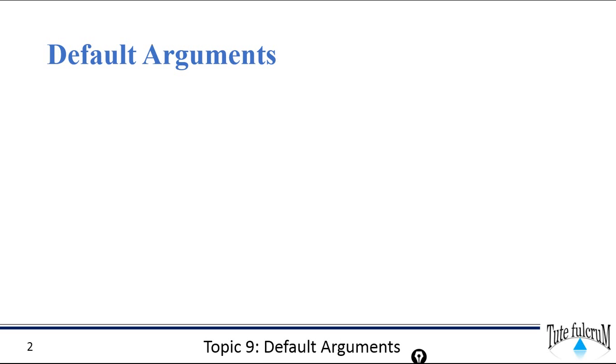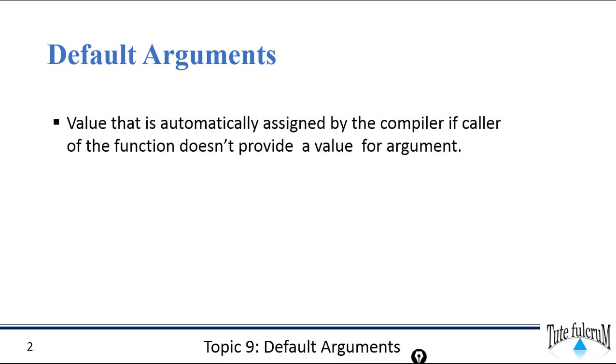So what is a default argument? A default argument is a value that is provided in the function declaration that is automatically assigned by the compiler if the caller of the function doesn't provide a value for the argument with a default value. Okay, let's take an example and understand this concept in detail.